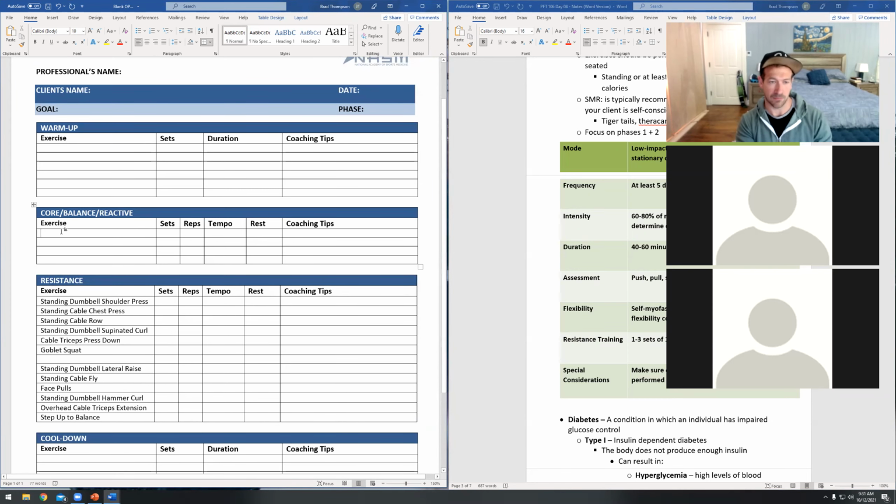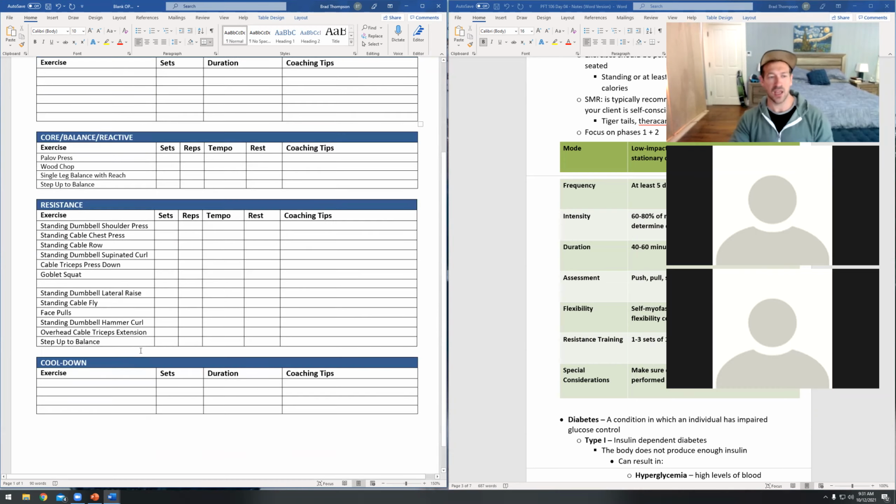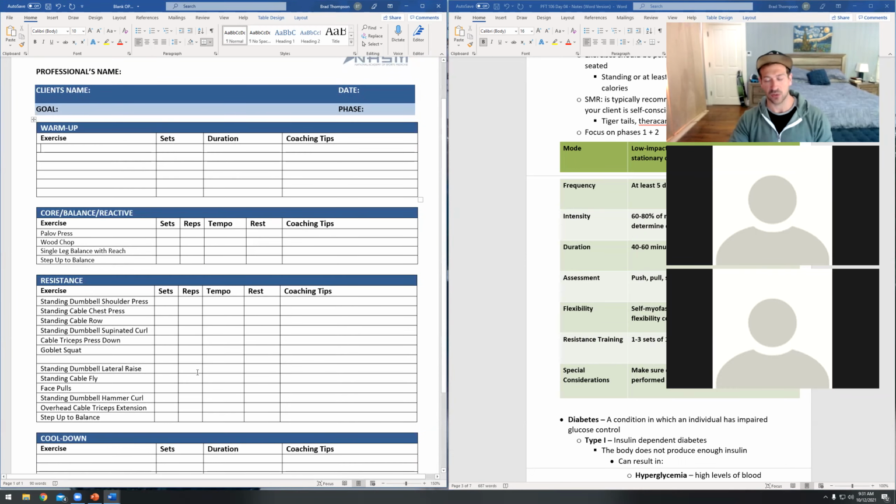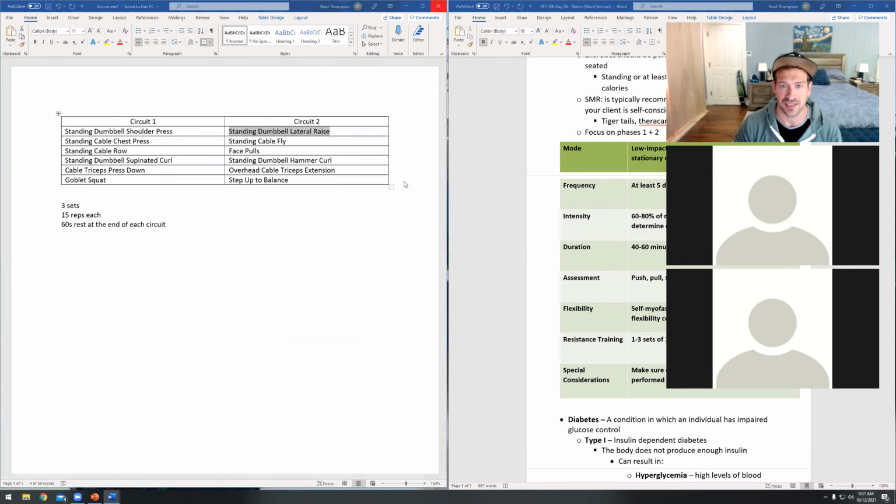And, you know, movement prep. Let's go with standing cable. Actually, you know what? Yeah, pallet press. And then go with like a wood chop. There we go. And then a warm up. Warm up to cool down. And there we go. Now I've got 3 little circuits that they can do in their routine. Great for burning lots of calories.